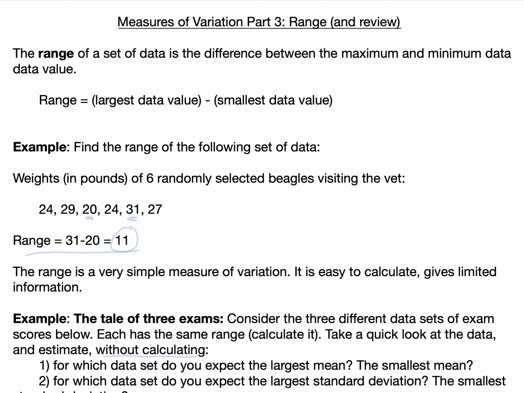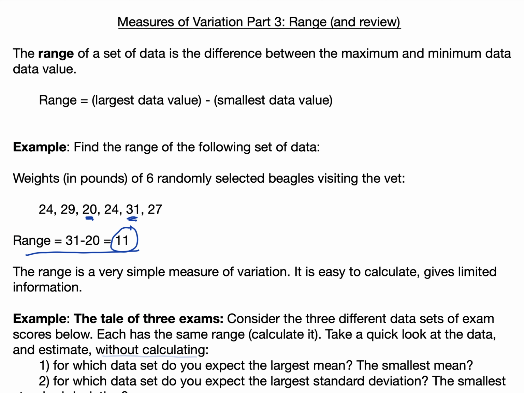So if we take our example of 6 randomly selected beagles visiting the vet and their weights in pounds, then we just look at the data. What's the largest data value? What's the smallest data value? We subtract the two, and our range is 11. So it's a very simple measure of variation. It's easy to calculate, and it gives you some information, but could also be considered a little limited.